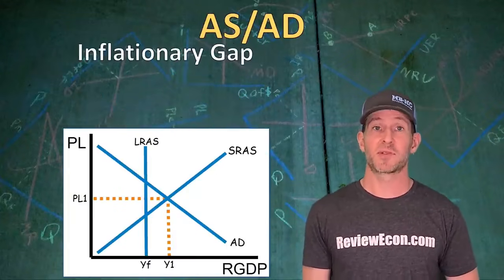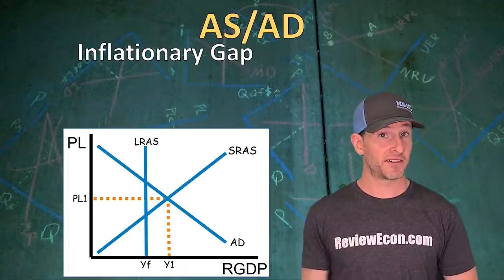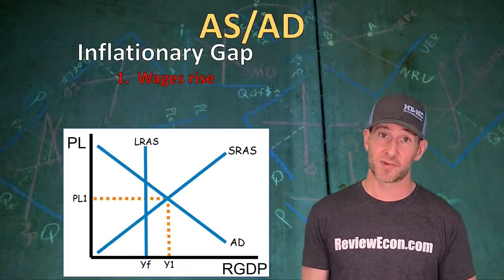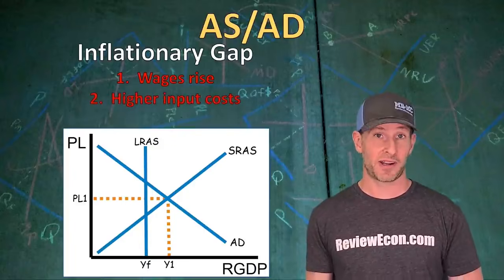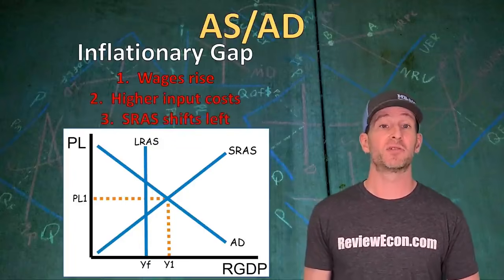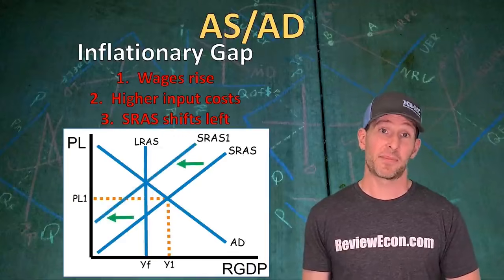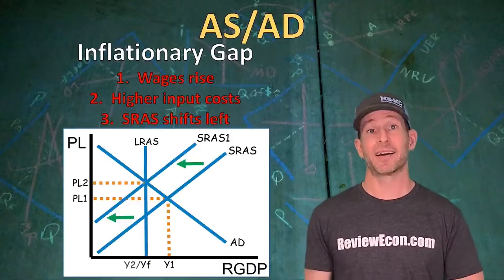If we find ourselves with an inflationary gap, the economy can fix itself here too, and we will see that in the form of an increase in wages and other resource prices. That will mean higher input costs for businesses, and that will equate to a leftward shift of the short-run aggregate supply curve, closing that inflationary gap and restoring long-run equilibrium at a higher price level.